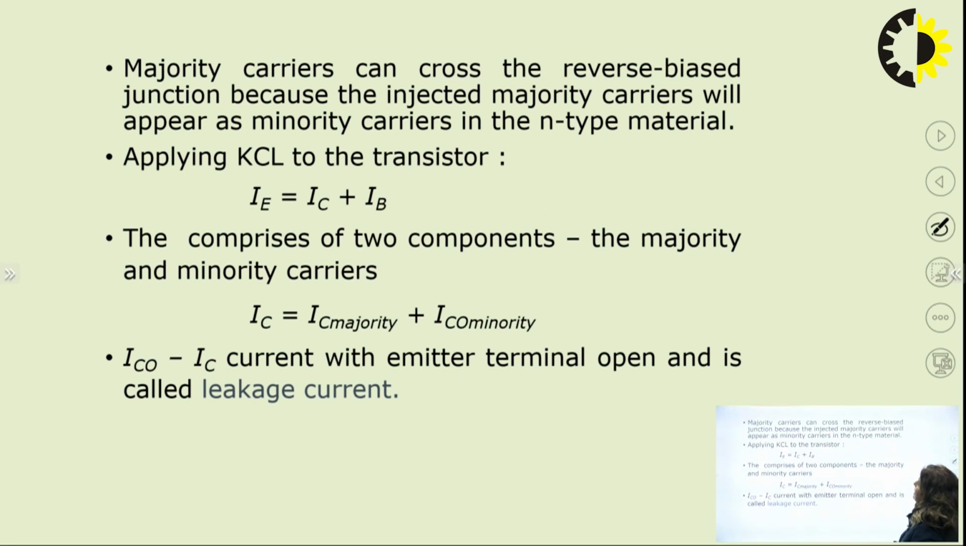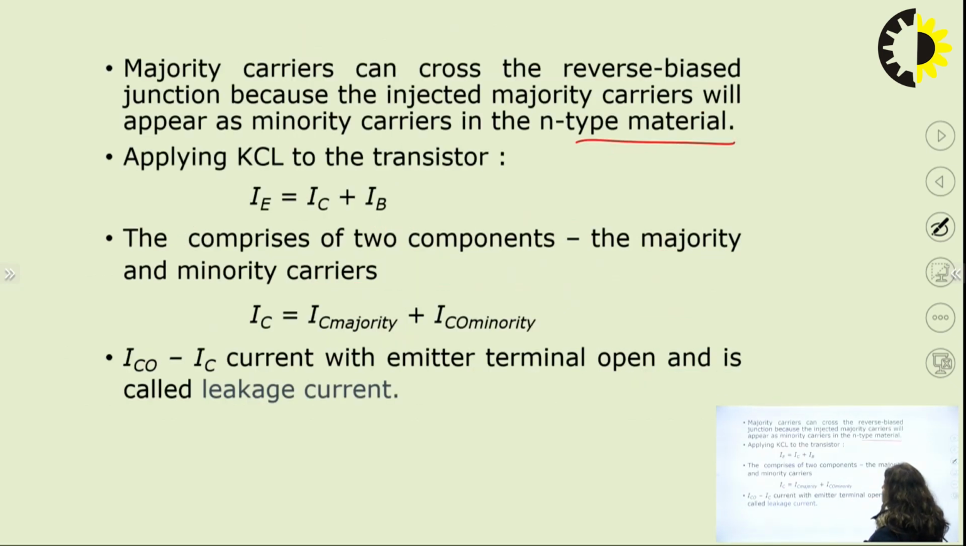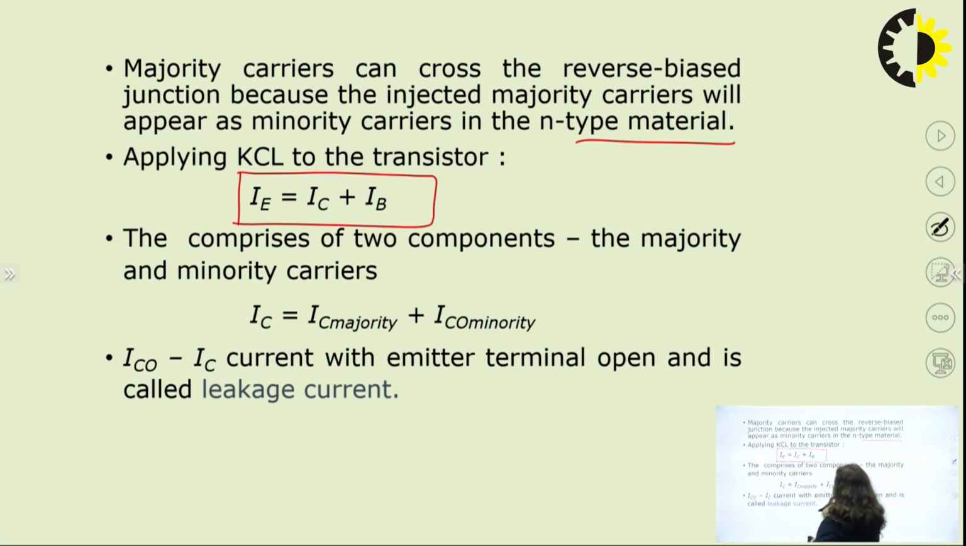So majority carriers can cross the reverse bias junction because the injected majority carriers will appear as minority carriers in the N type of material. When we apply KCL here, you can see there are three currents, IE, IB and IC. IE is the input current, and IB and IC are the outward currents. So we can write this equation: IE is equivalent to IC plus IB.